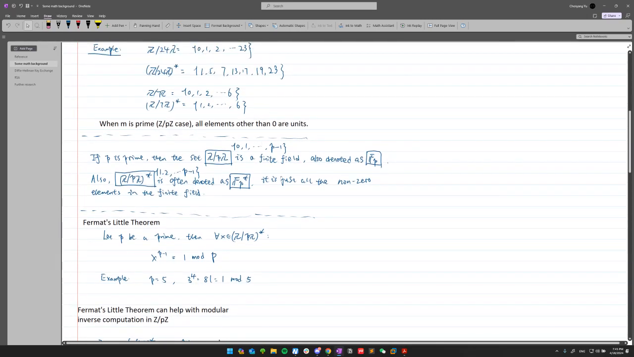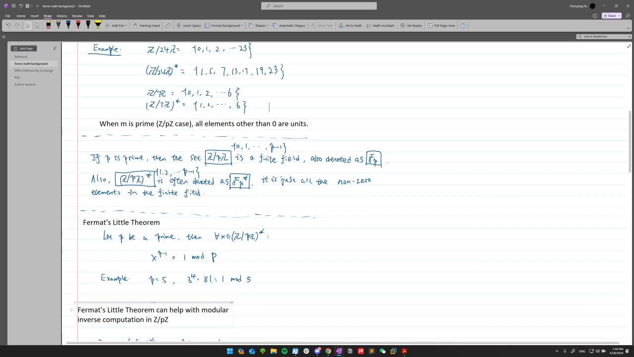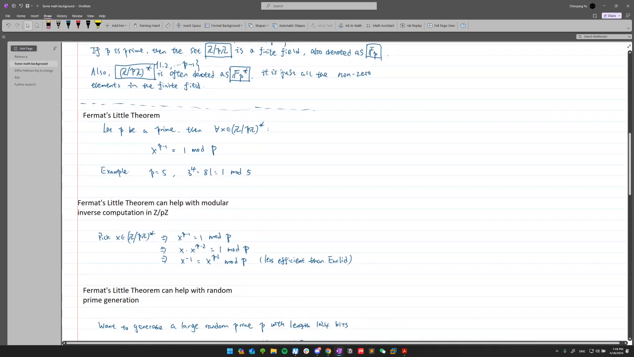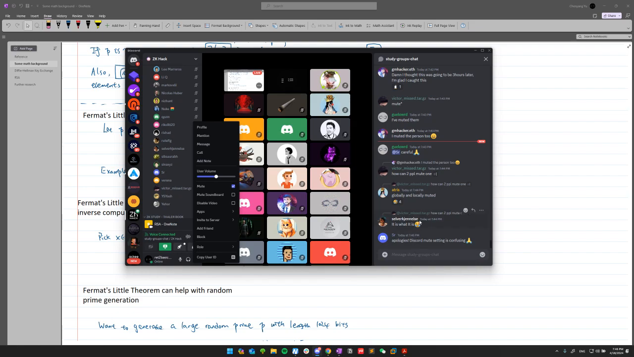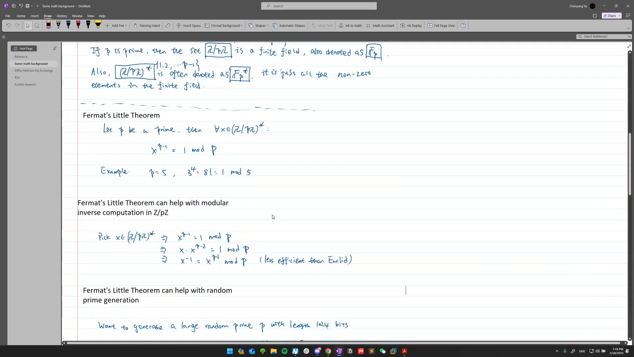Moving on, Z mod pZ is also denoted as F_p, which is a finite field. This is a theorem you have to prove, but I will omit that. Z mod pZ star is also denoted as F_p star, so these notations are the same. Okay. Do we have questions so far? No questions. I'm going to continue.